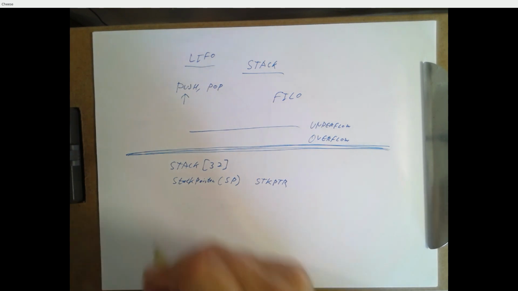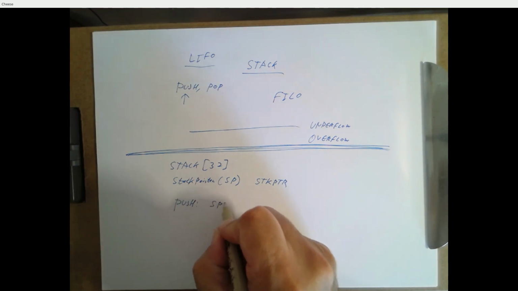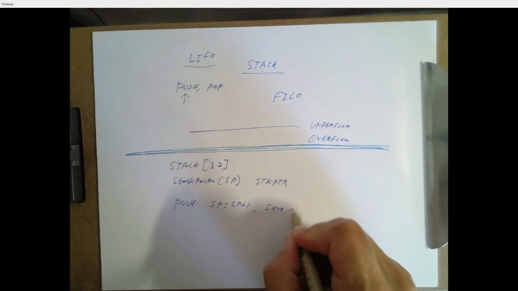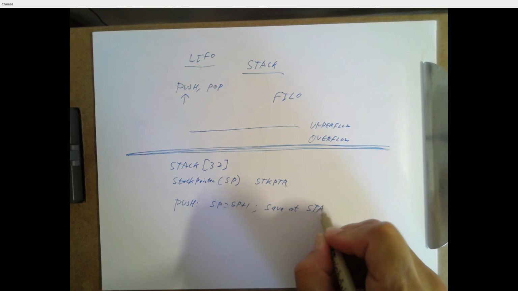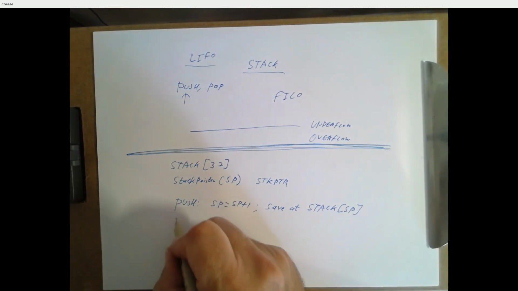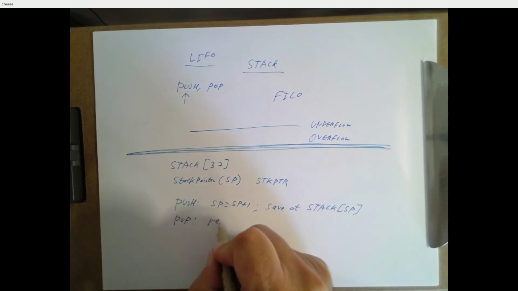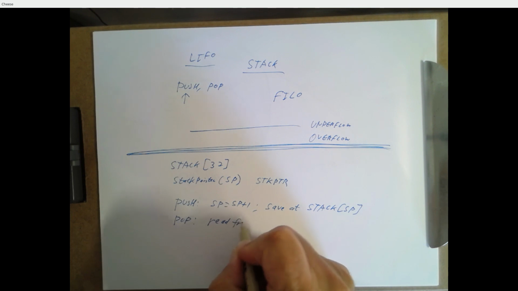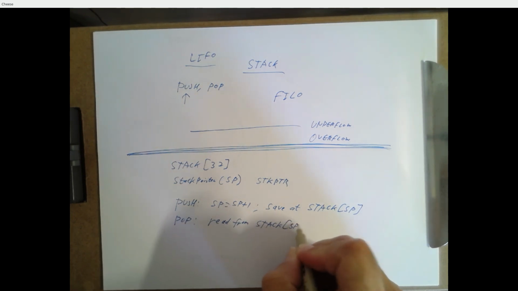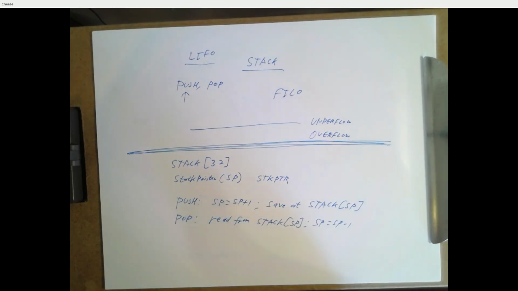And when you want to push something on the stack, we do the following. We set SP to SP plus 1, and then we save at that location in this array. And when we want to pop, we do a read from stack SP, and then we subtract 1 from the stack.